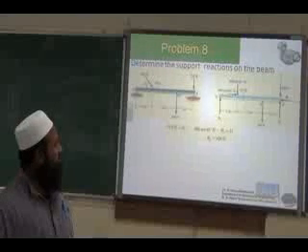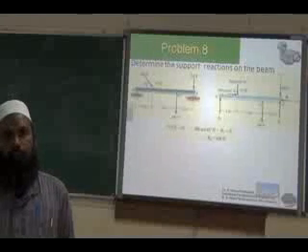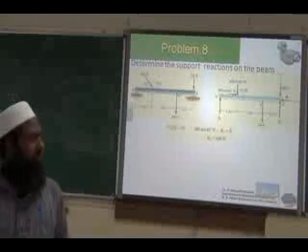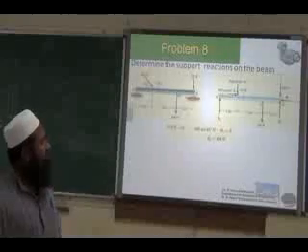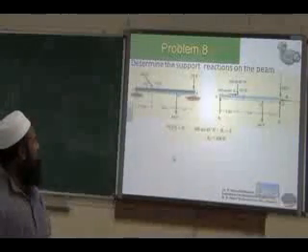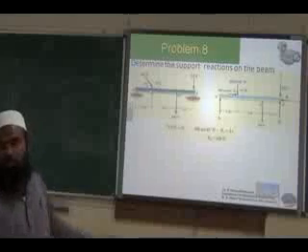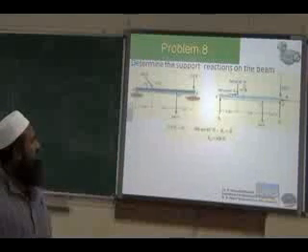For finding Bx, we consider sigma Fx. Sigma Fx values. We add all the forces acting along x direction. So we resolve this inclined force into horizontal and vertical force. This angle is 45. We can resolve it into two forces, vertical force and horizontal force.